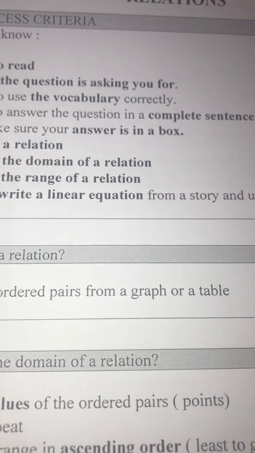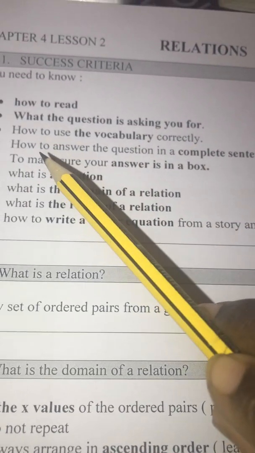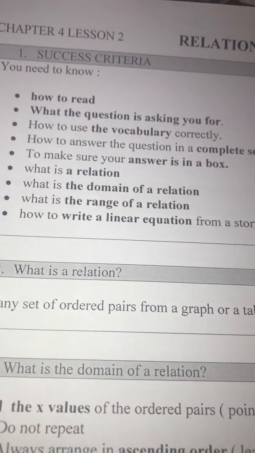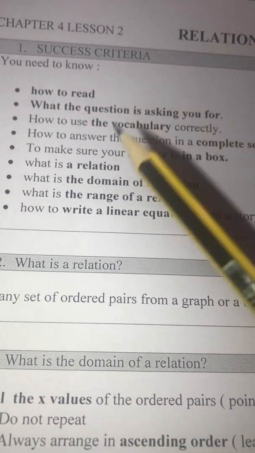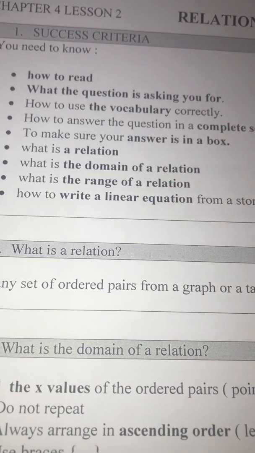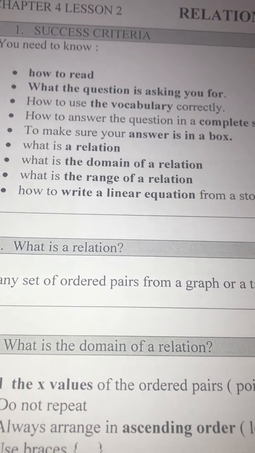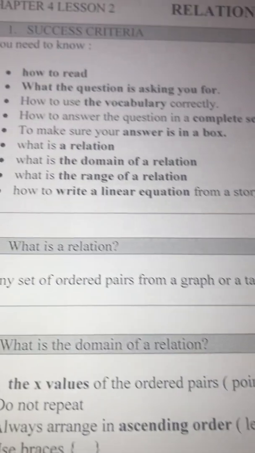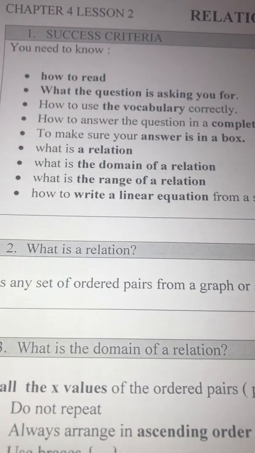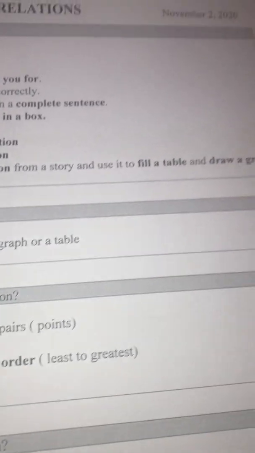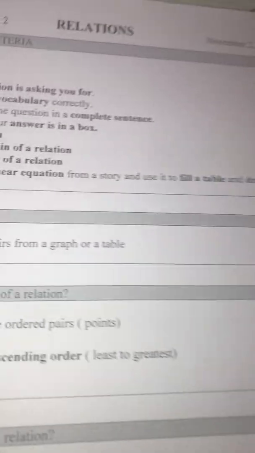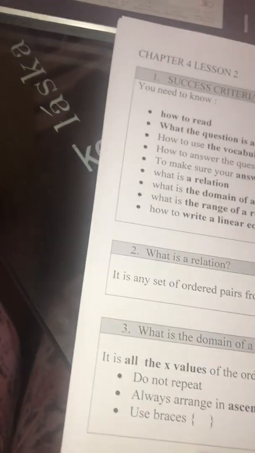How to use the vocabulary correctly. You must be able to answer using your vocabulary, and you must be able to speak correctly. Okay? You have to answer in a complete sentence. You have to make sure your answer is in a box. You must know what is a relation. You must know what is the domain of a relation. You must know what is the range of a relation. You must know how to write a linear equation from a story and use it to fill a table and draw a graph. So that's what this lesson 2 is about.